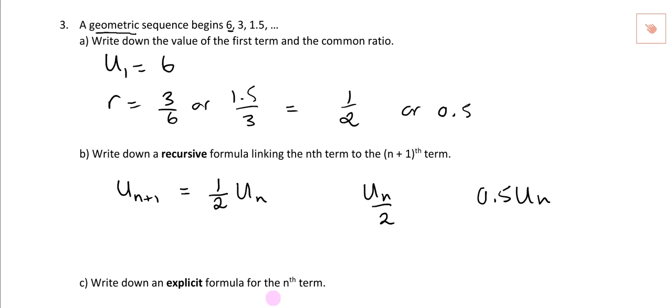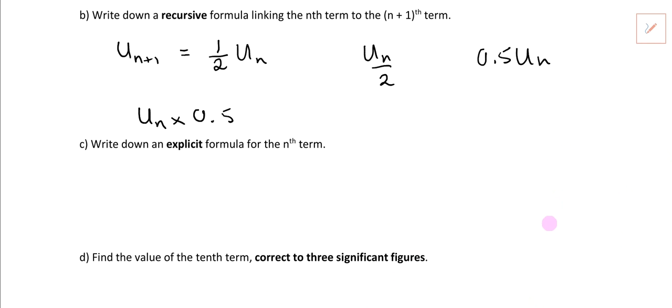Okay? We should be beyond the stage now of writing things like un multiplied by 0.5. Okay? Just as a little point, as extended students, we know that when we're using algebraic conventions, we don't do that. Slightly different from the next question, which is write down an explicit formula. Well, we know an explicit formula for a geometric. Well, that's un equals u1 r to the power of n minus 1.